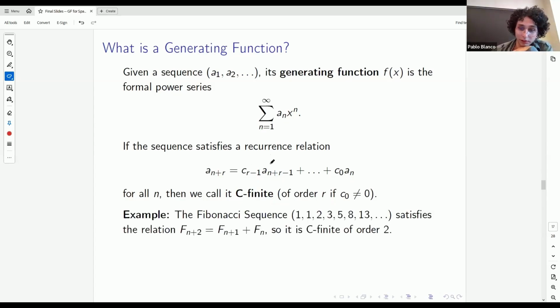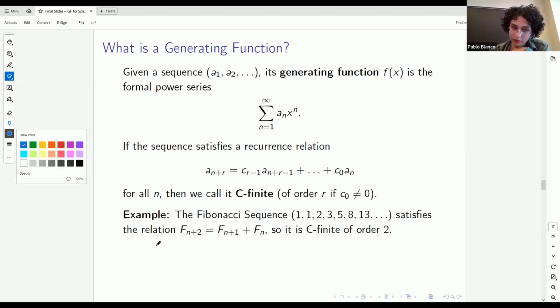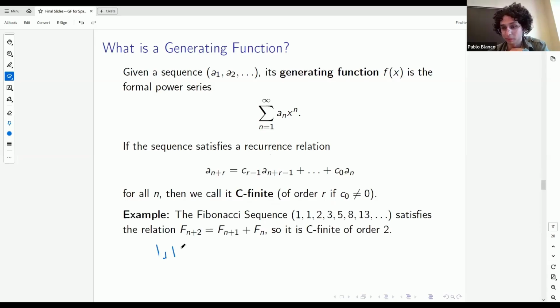So a good example is the Fibonacci sequence. You have to decide on some initial terms to begin with. In the Fibonacci sequence, you start out with 1, 1. And then to get your next one, you look at your previous 2 terms, and then you add. So this is C-finite, and it has this recurrence. And it's order 2 because you're looking back 2 terms.